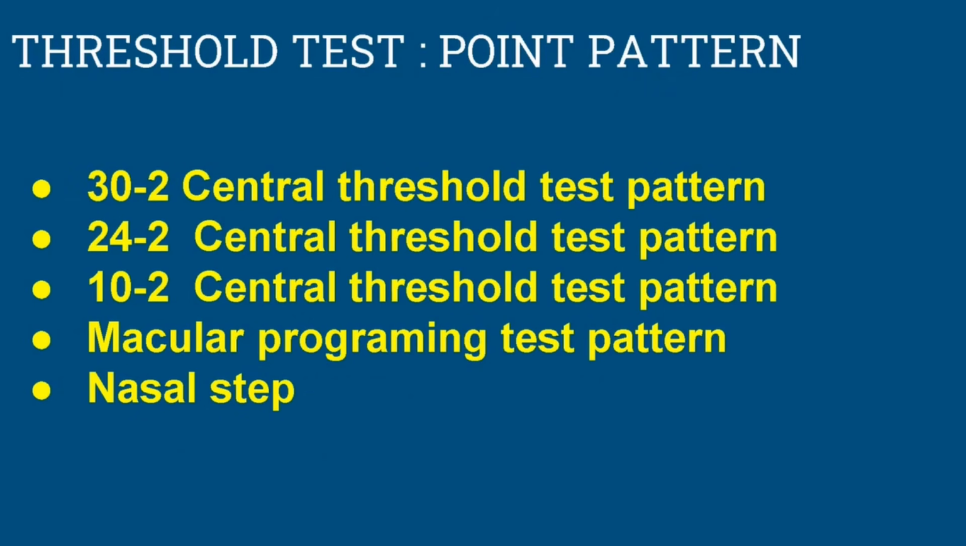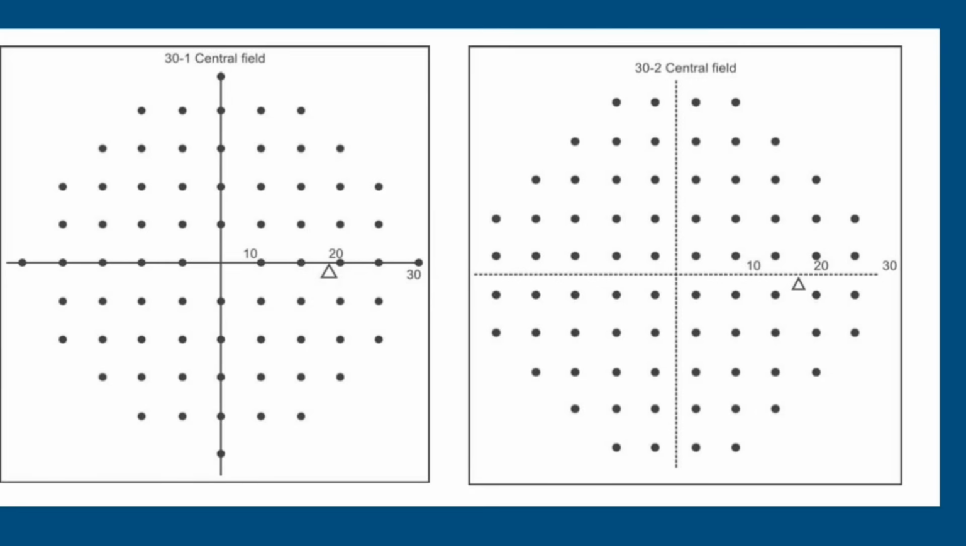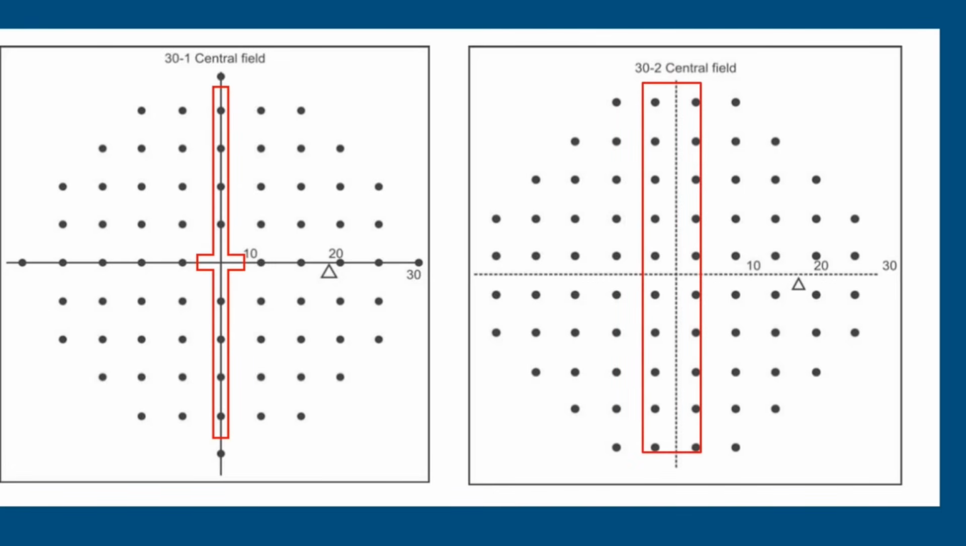In the threshold test, there are certain important point patterns: 30-2 central threshold test pattern, 24-2, 10-2, macular programming test pattern, and nasal step. The 30 here means the extent of the visual field tested is 30 degrees, and -1 means that the points are on the axis. -2 means that the points are straddling the axis.